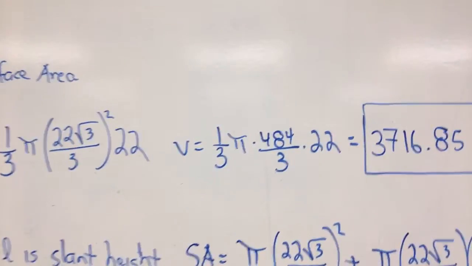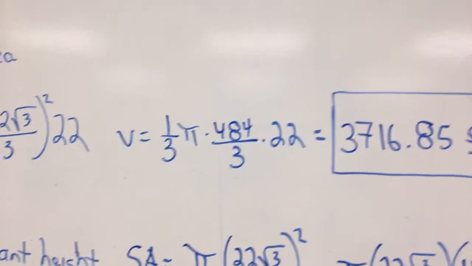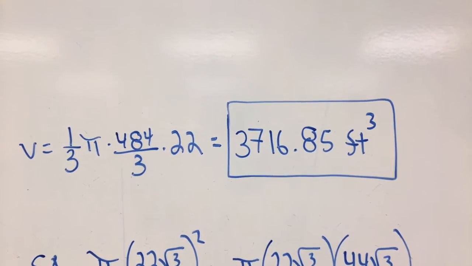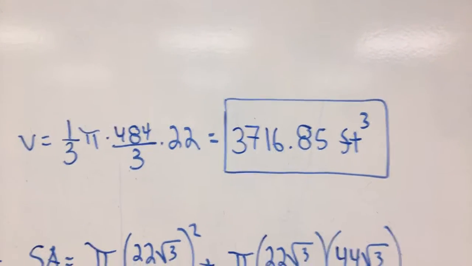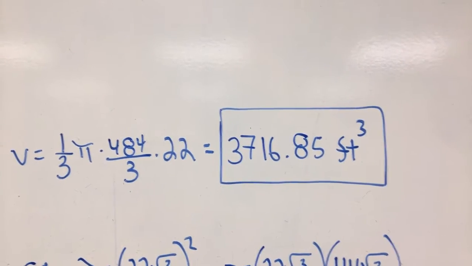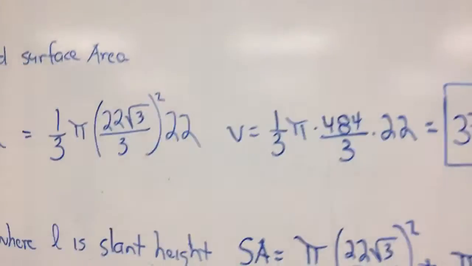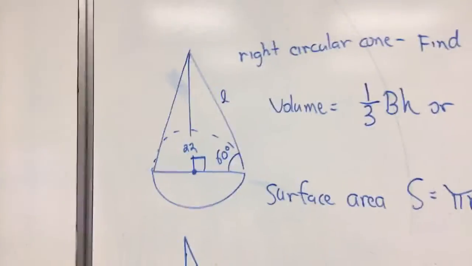And the volume of this is equal to about, again, I rounded to 2 decimal places, 3,716.85 cubic feet. That's the volume. So let's back the bus up here and go back and analyze what it is that we did.